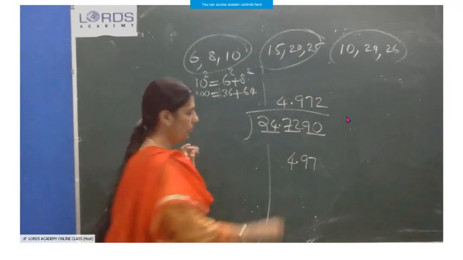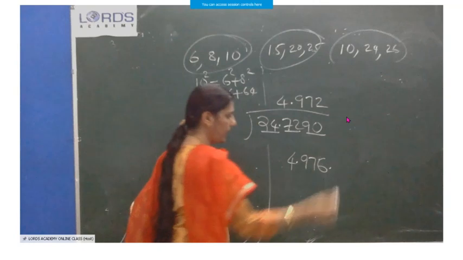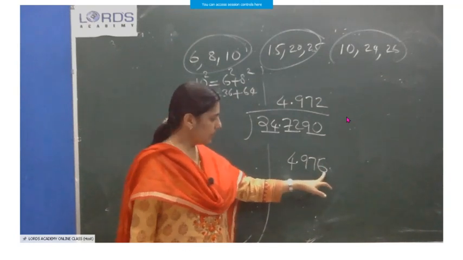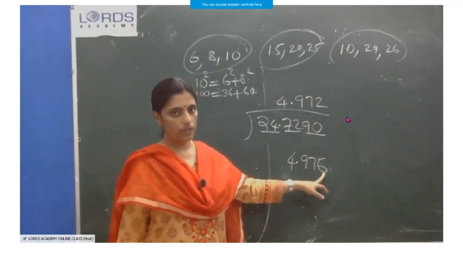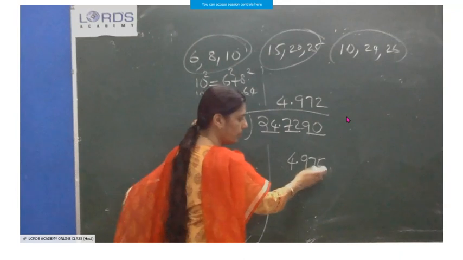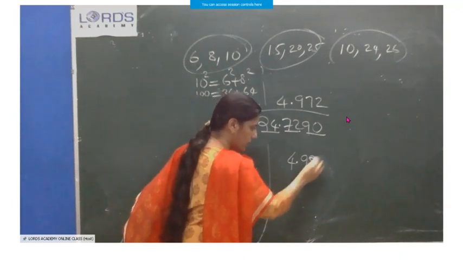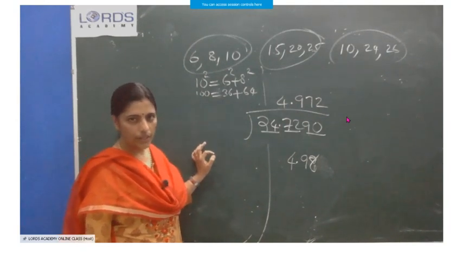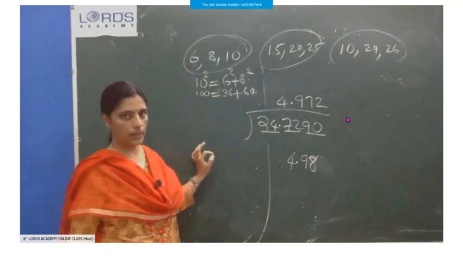Got it? So suppose it was like that, 4.976. Suppose that the answer is 4.976. You see what's the 3rd digit? 6, which is greater than 5. So you have to remove the 3rd decimal, and at the same time the previous one will increase by 1. So the answer is 4.98. I hope that you have studied this rounding off in 6th standard. Otherwise, just to brush up. Okay.